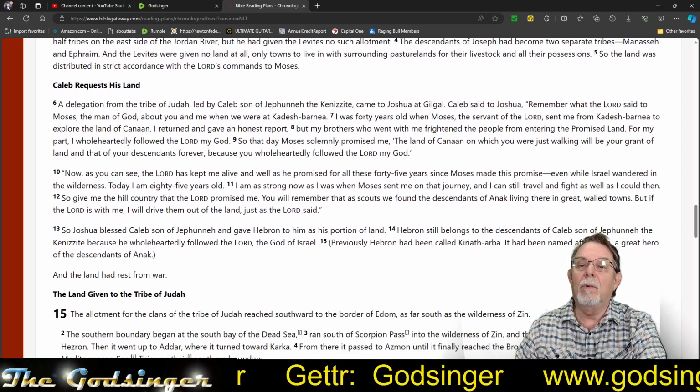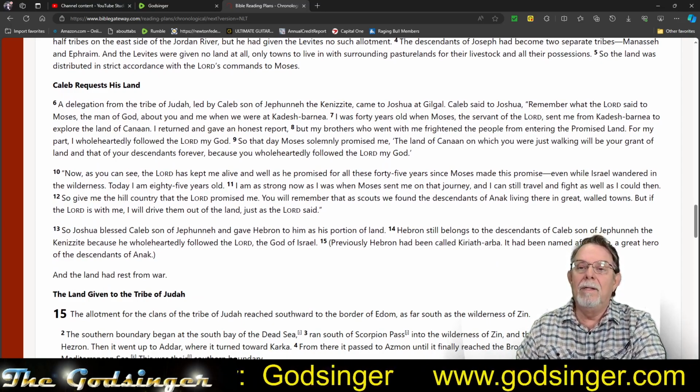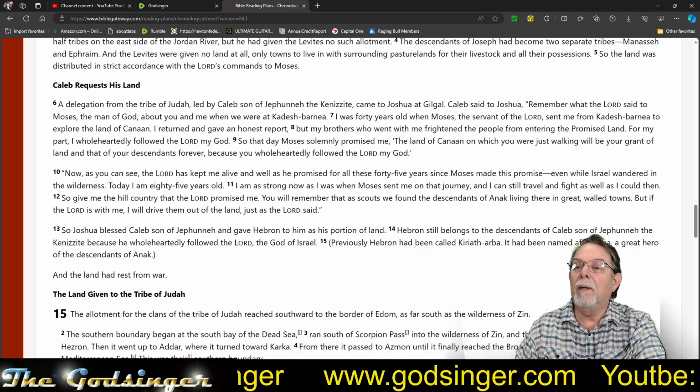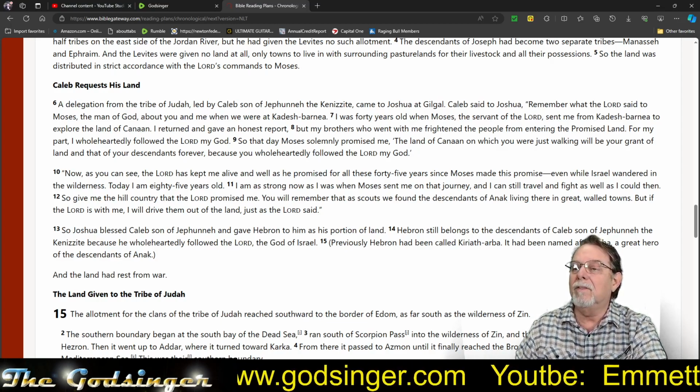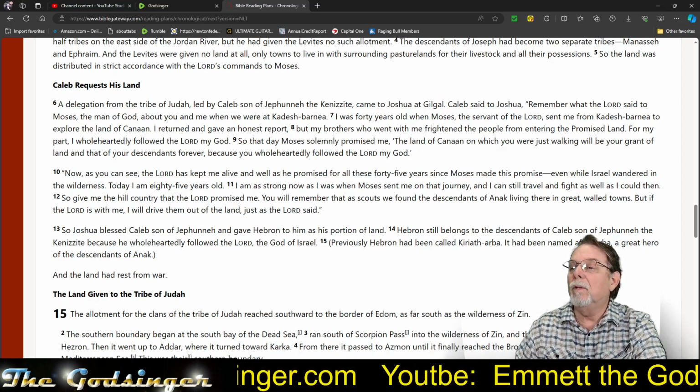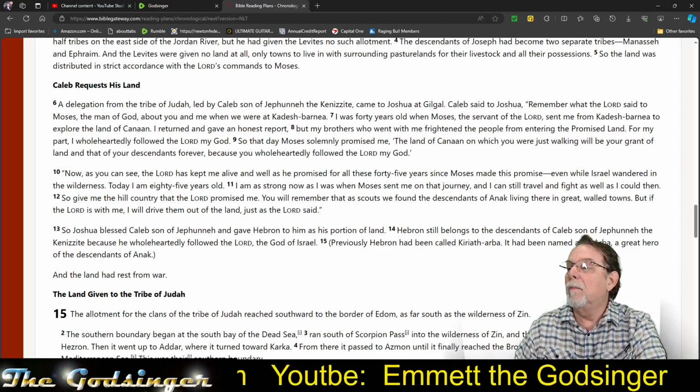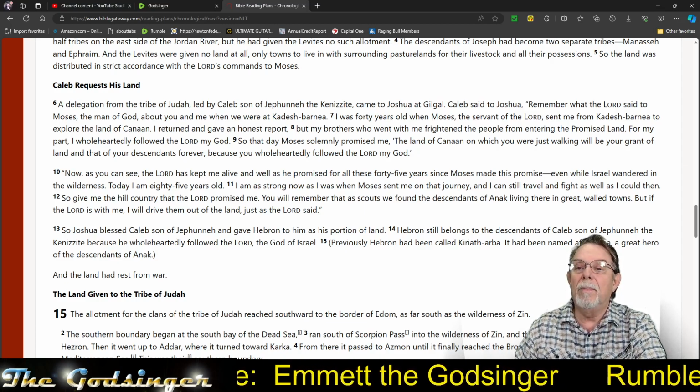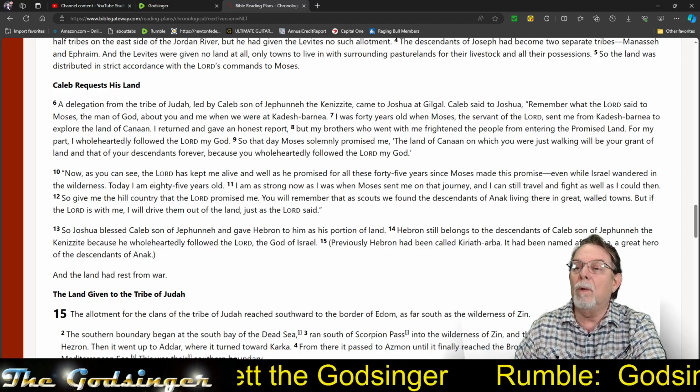Caleb requests his land. A delegation from the tribe of Judah, led by Caleb, son of Jephunneh the Kenizzite, came to Joshua at Gilgal. Caleb said to Joshua, "Remember what the Lord said to Moses, the man of God, about you and me when we were in Kadesh Barnea.